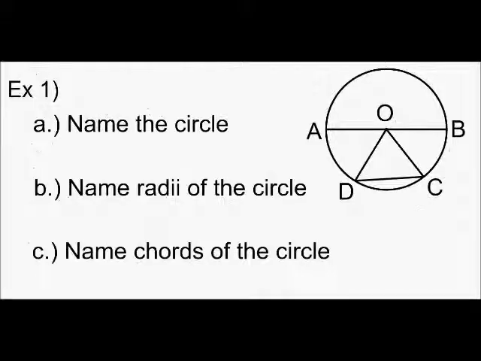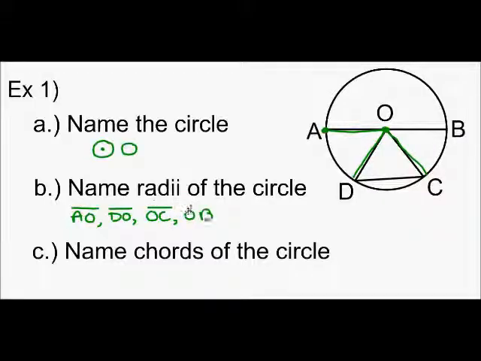Example 1. Name the circle. Well, I name the circle based on the center point, and I see the center is O. So I'm going to call this circle O. B. Name the radii of the circle. I'm going to name all of the radii, which means everything that touches both the center and the circle. So I see one right here. This is segment AO. You could also have called this OA. The order doesn't matter. Next I have DO. This one I could call CO, but I'm going to write OC so you can see it goes both ways. And OB. If you want to say BO, that's cool too.